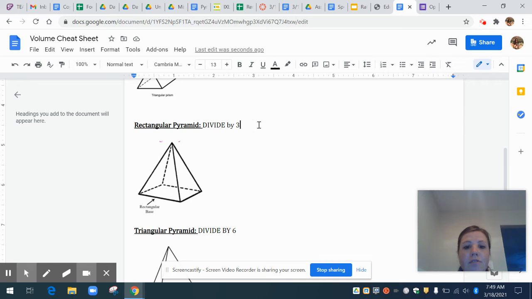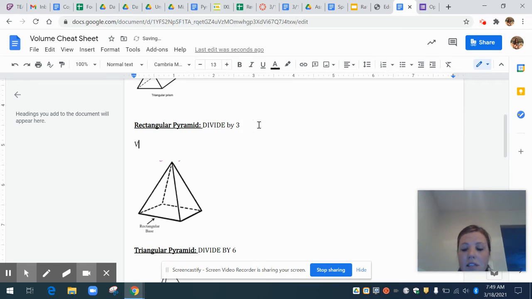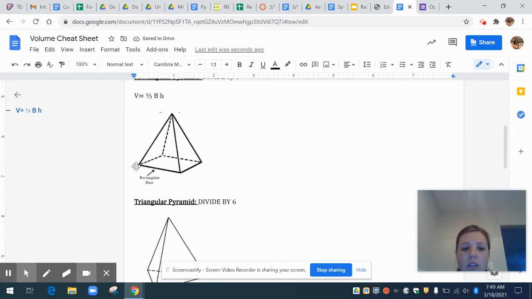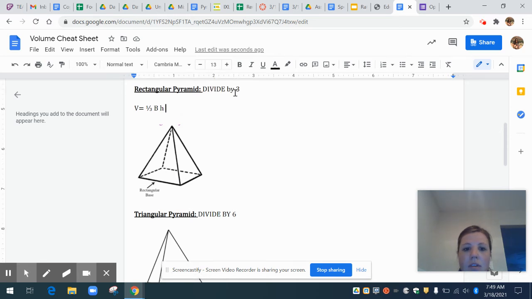So your formula is V equals 1/3 the area of the base times the height, which means you're essentially just going to multiply your numbers. So you'll have your base sides and then the height of the pyramid, and then the whole thing gets divided by 3. So that's super important to remember: divide the rectangular pyramids by 3.